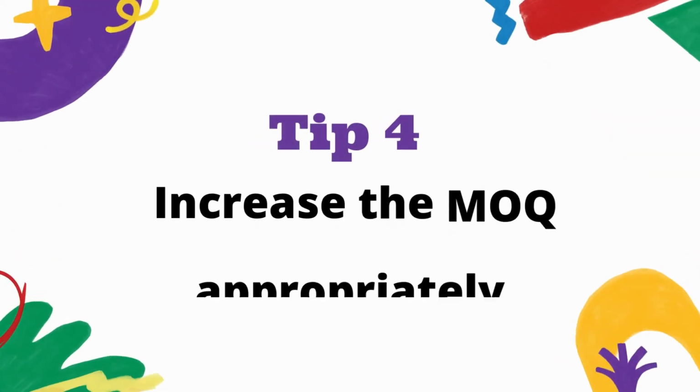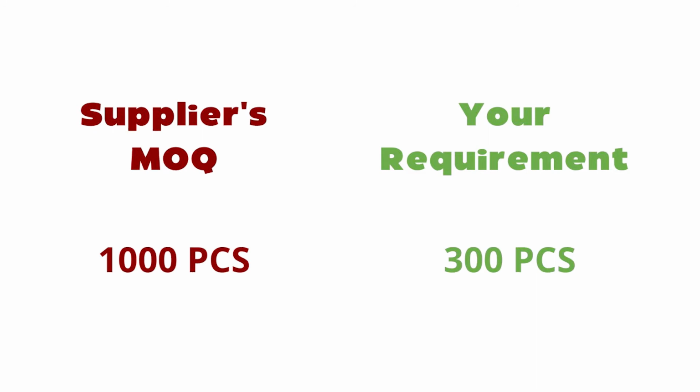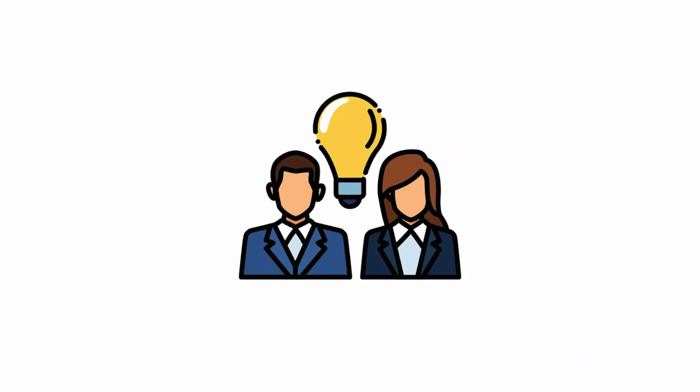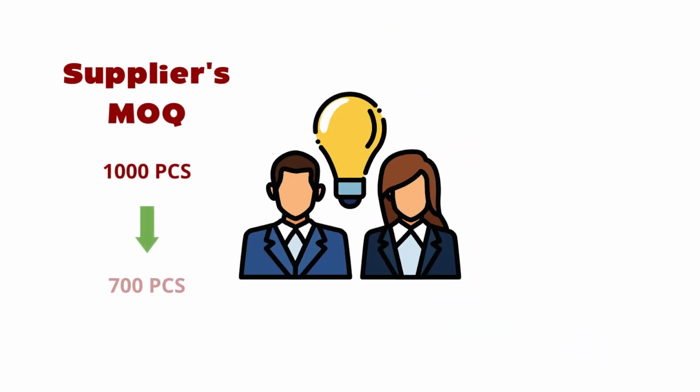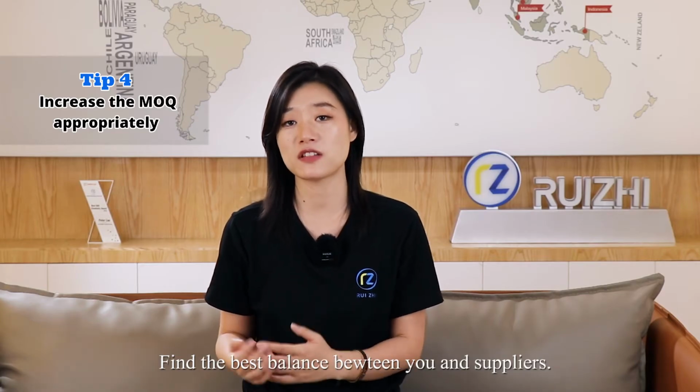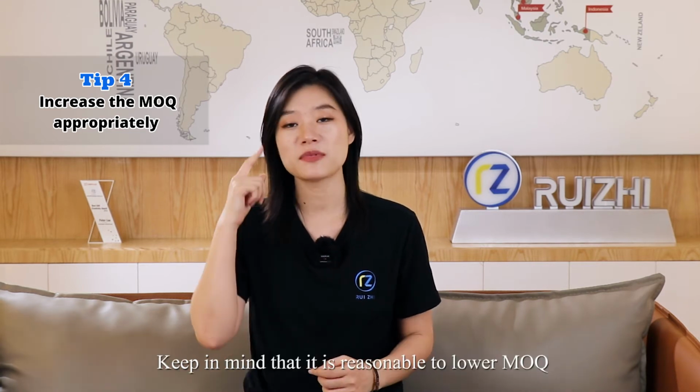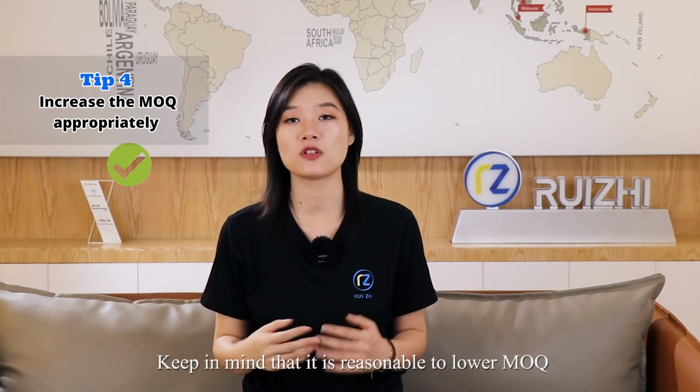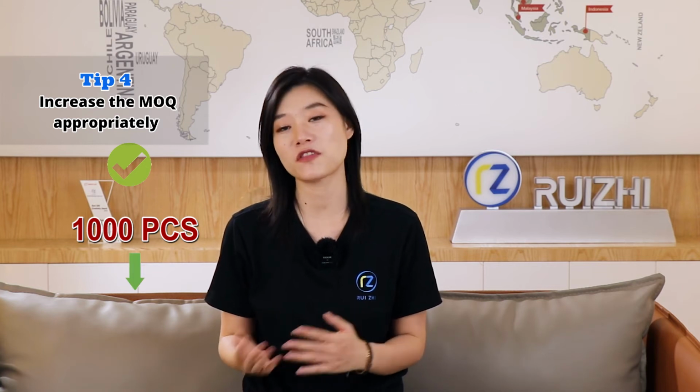Tip 4. Increase the MOQ appropriately. For instance, the MOQ is 1,000 pieces and your requirement is only 300 pieces. After negotiation, the supplier won't change the MOQ or only lowers it to 700 pieces. Now you can increase your quantity from 300 pieces to 500 pieces and give it a try. Find the best balance between you and the supplier. Keep in mind that it is reasonable to lower MOQ from 1,000 pieces to 500 pieces, but probably not from 1,000 to 100.